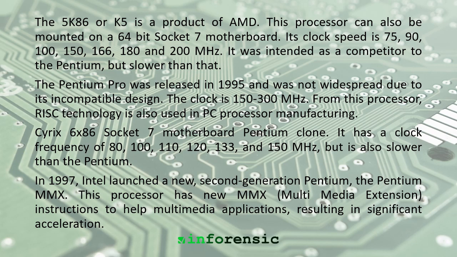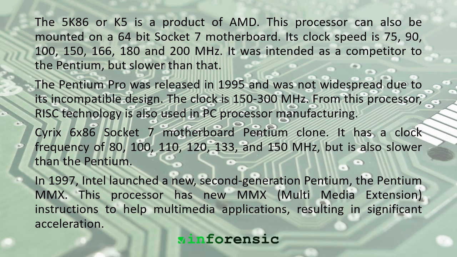The Pentium Pro was released in 1995 and was not widespread due to its incompatible design. The clock is 150 to 300 MHz. From this processor, RISC technology is also used in PC processor manufacturing. The Cyrix 6x86 is a Socket 7 motherboard Pentium clone. It has a clock frequency of 80, 100, 110, 120, 133, and 150 MHz, but is also slower than the Pentium. In 1997, Intel launched a new second-generation Pentium, the Pentium MMX.